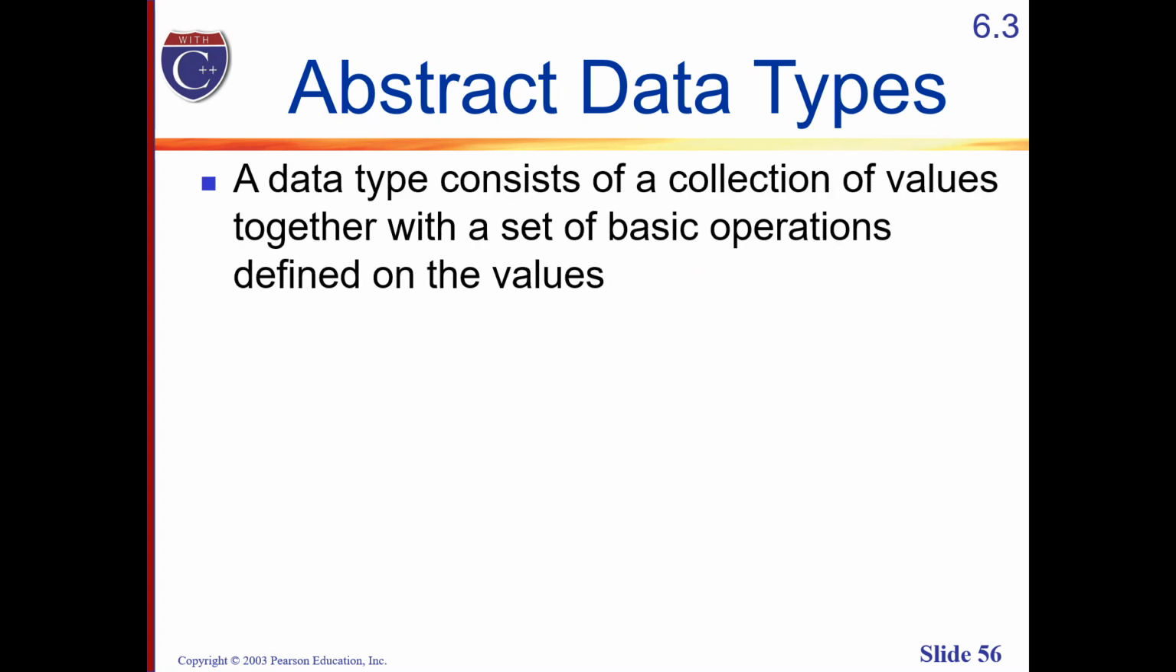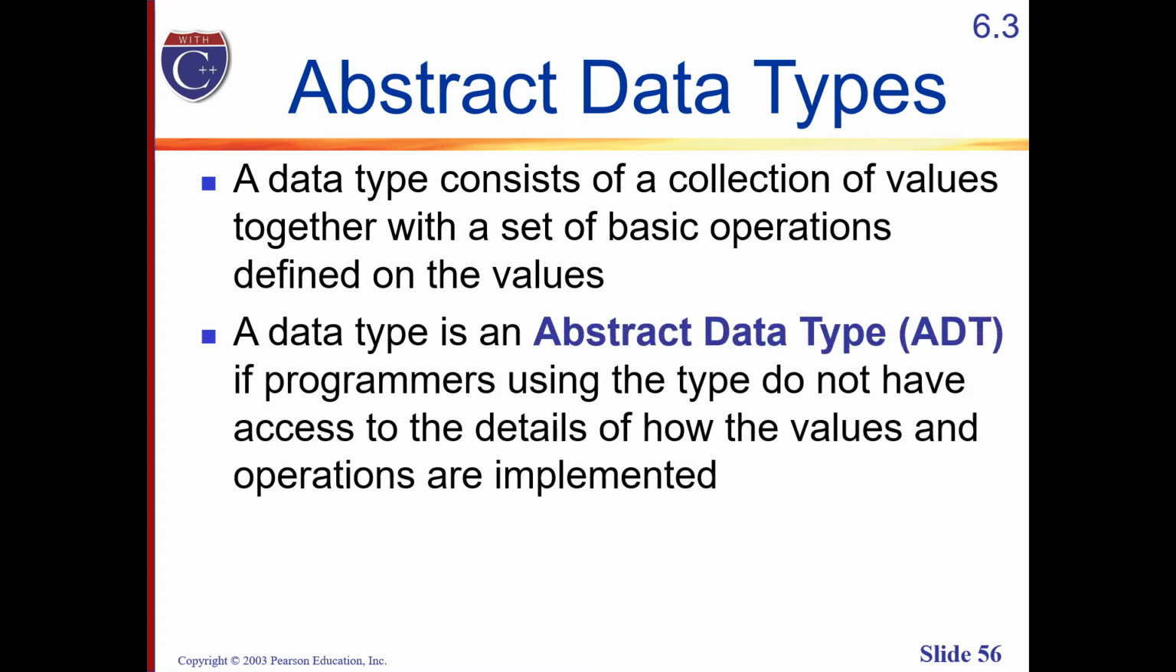An abstract data type is a data type which consists of a collection of values together with a set of basic operations defined on the values. A data type is an abstract data type if programmers using the type do not have access to the details of how the values and operations are implemented. Which means programmers can simply use those kinds of data types without having to worry how things are implemented inside those ADTs.